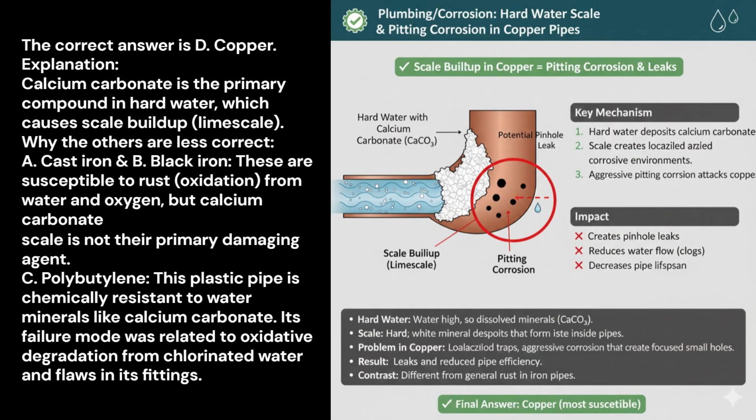Why the others are less correct? A. Cast iron and B. Black iron. These are susceptible to rust, oxidation, from water and oxygen, but calcium carbonate scale is not their primary damaging agent. In fact, some scale can sometimes be slightly protective for iron pipes by limiting oxygen contact. C. Polybutylene. This plastic pipe is chemically resistant to water minerals like calcium carbonate. Its failure mode was related to oxidative degradation from chlorinated water and flaws in its fittings, not scale damage.